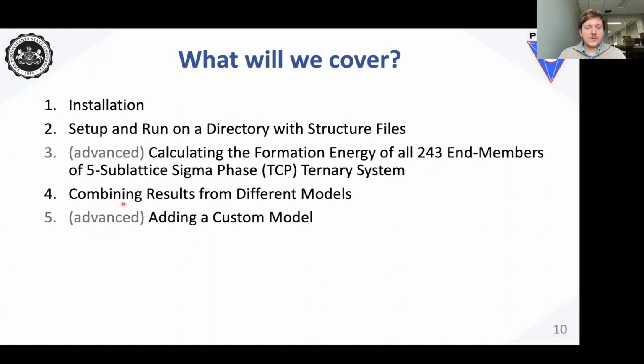Then we are also going to look at how to combine results from different models. And if you're an advanced user, you might want to train your own model. You might want to put it in PySIPFENN and run all of this together. So we are also going to cover how to add your own model.